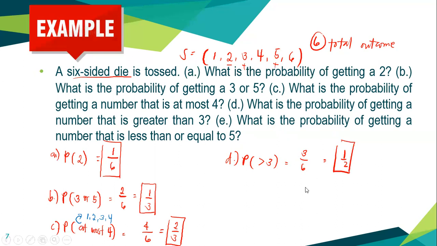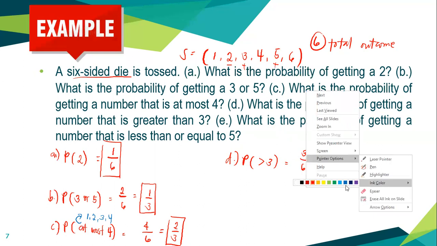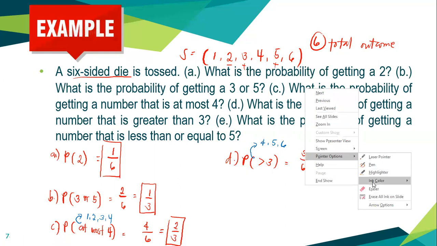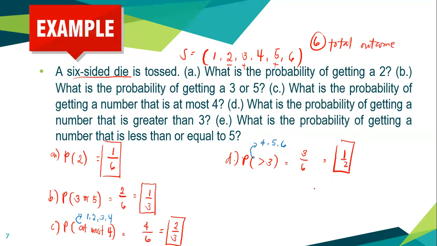Isulat din natin yung mga numbers na yon. We have 4, 5, and 6. How about for letter E? Probability of getting less than or equal to 5. So ano ba yung mga less than or equal to 5? We have 1, 2, 3, 4, hanggang 5. Kasi kasama pa yung equal to 5. So that is 5 over 6. So ito na yun, wala na tong lowest form. So 5 over 6 is your final answer.